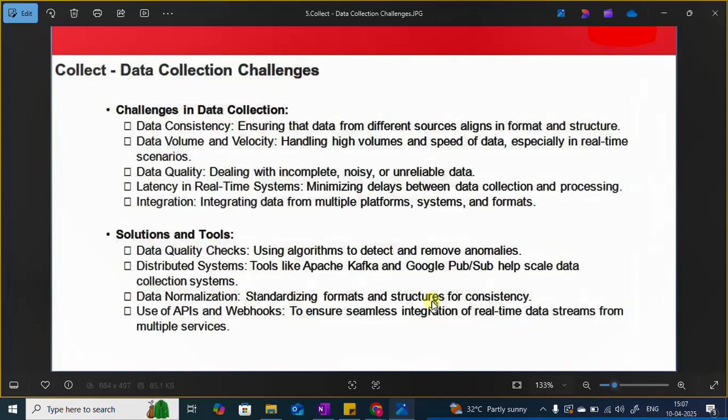Solutions and tools. Data quality checks, using algorithms to detect and remove anomalies. Distributed systems, tools like Apache Kafka and Google Pub/Sub help scale data collection systems. Now data normalization, standardizing formats and structures for consistency. Use of APIs and webhooks to ensure seamless integration of real-time data streaming for multiple services altogether. Okay.